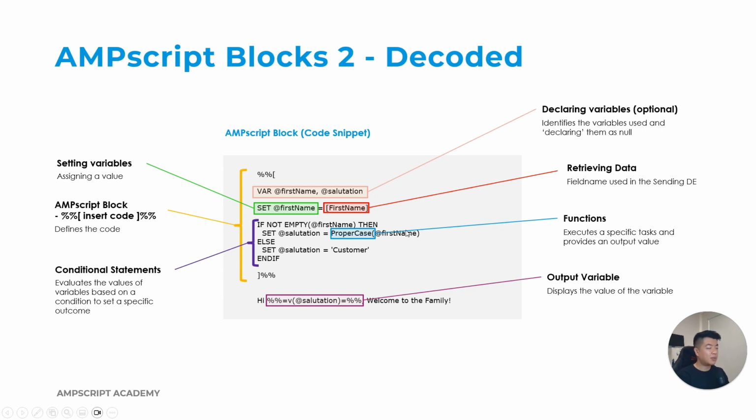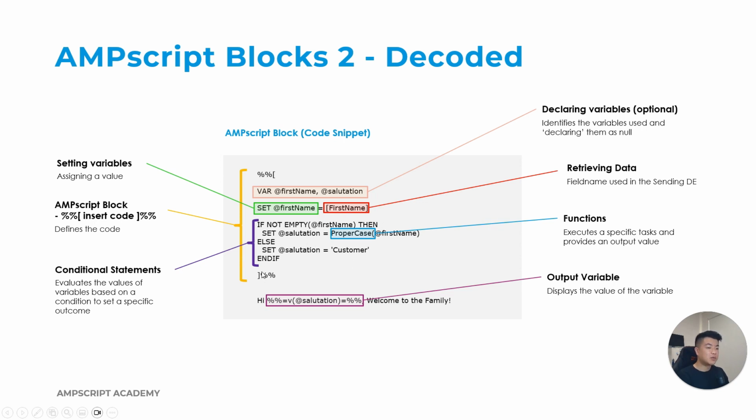So, in our example in Marketing Cloud earlier, if it was James or Peter, if it's not empty, I want to clean it up and apply the proper case function. Else, meaning that it is empty, the opposite of our condition at the beginning, then I want to manually set the salutation variable as customer. So as you can see, the salutation variable can equal two different values depending on whether the first name field is empty or not.